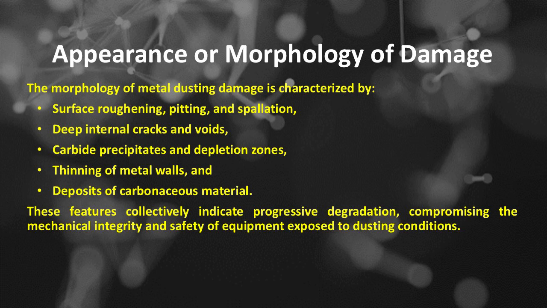The morphology of metal dusting damage is characterized by surface roughening, pitting, and spallation, deep internal cracks and voids, carbide precipitates and depletion zones, thinning of metal walls, and deposits of carbonaceous material. These features collectively indicate progressive degradation, compromising the mechanical integrity and safety of equipment exposed to dusting conditions.